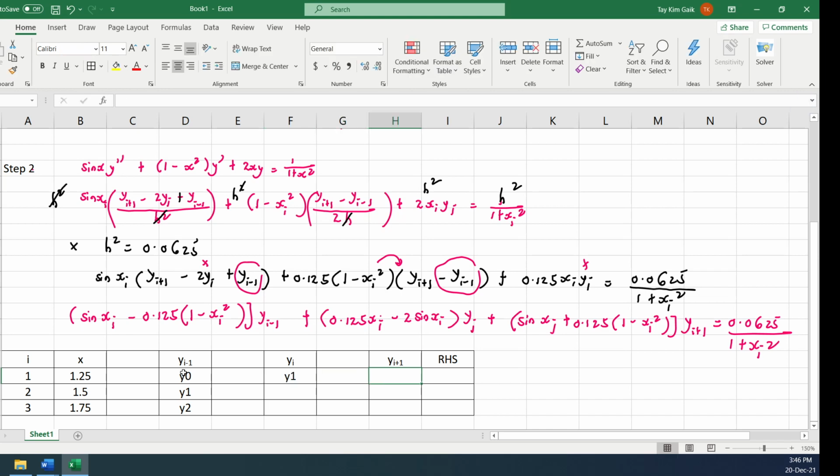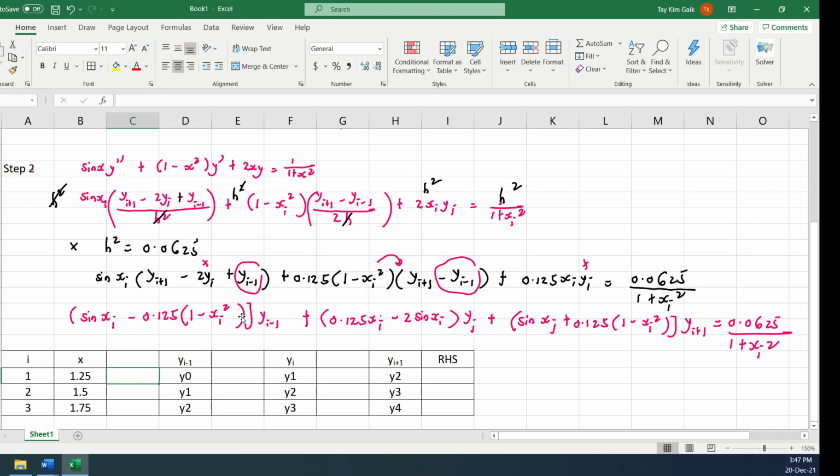So here is y1, this is y2, because we arrange y_{i-1}, then y_i, so from 0, 1, 2. Going down it increases by 1, so y1, y2, y3. From here y2, this will be y3, this will be y4.